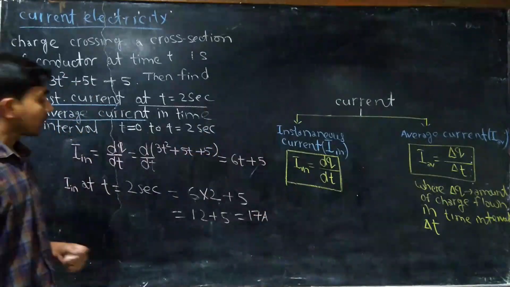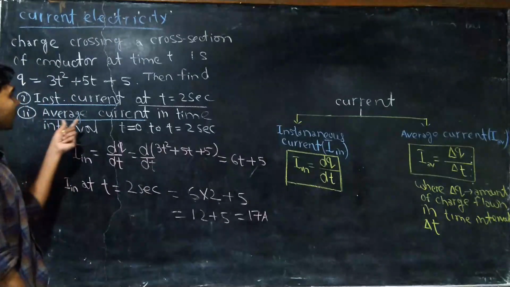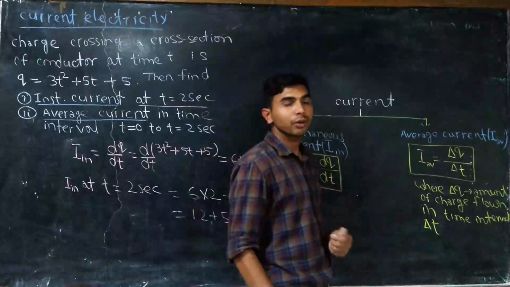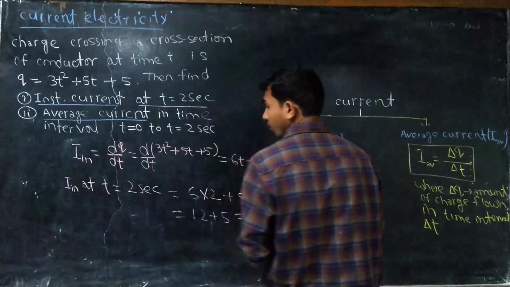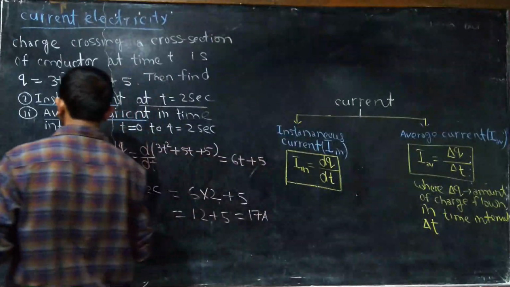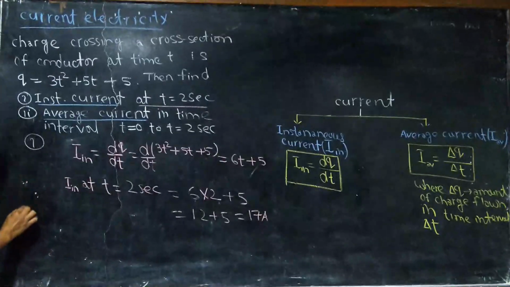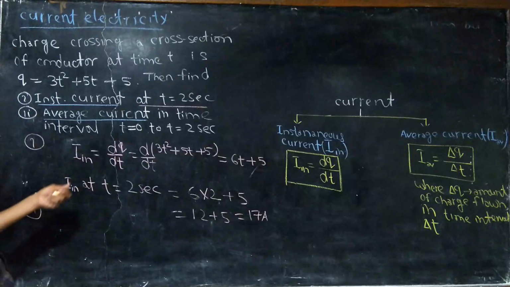So we calculated instantaneous current. Next we are going to calculate average current. This is your formula. So find average current. This is your question number 1, and now question number 2, average current.